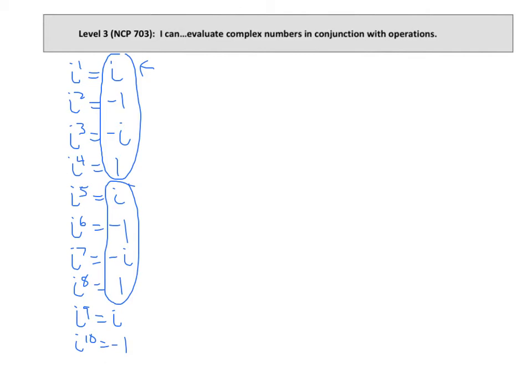Whenever you have an exponent that is a multiple of 4, like i to the 4th, i to the 8th, and so on, it will always be 1. So i to the 4th, i to the 8th, i to the 12th, i to the 16th, i to the 20th, and so on, will all equal +1. So if your exponent is a multiple of 4, it will equal +1.